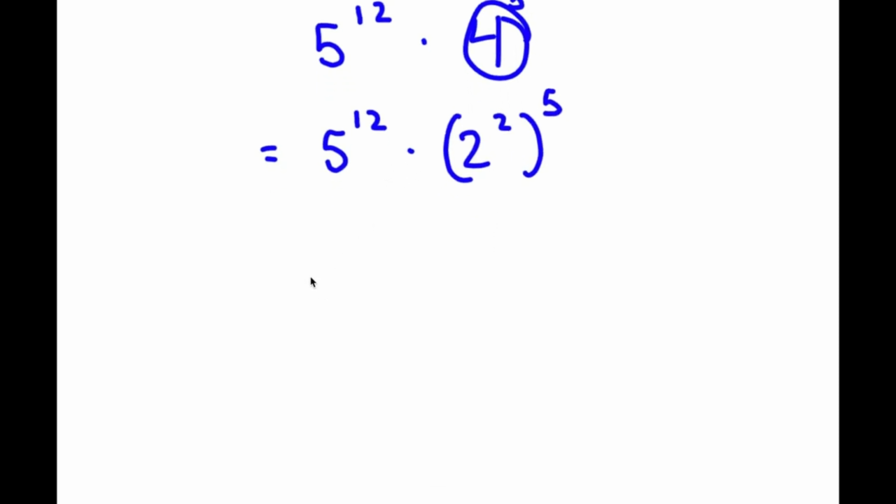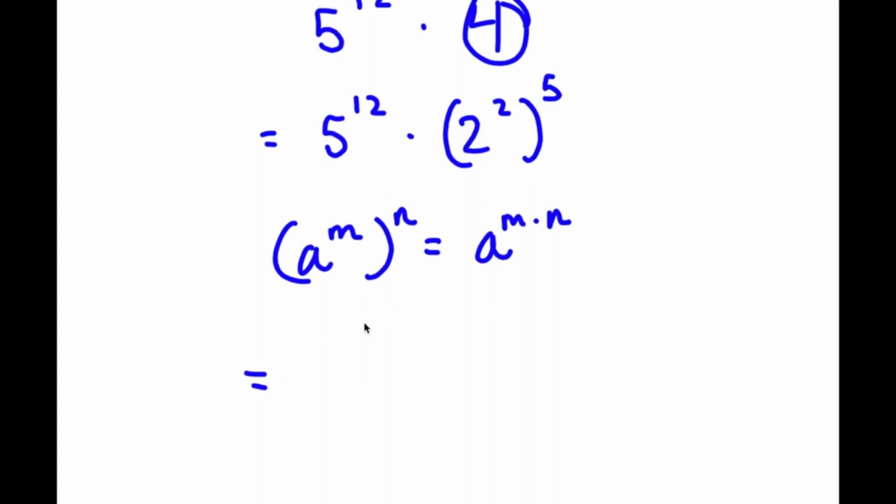Now, if I have something in the form a to the power of m to the power of n, this is equal to a to the power of m times n. So 2 to the power of 2 to the power of 5, that's equal to 2 to the power of 10. So now I have 5 to the power of 12 times 2 to the power of 10.